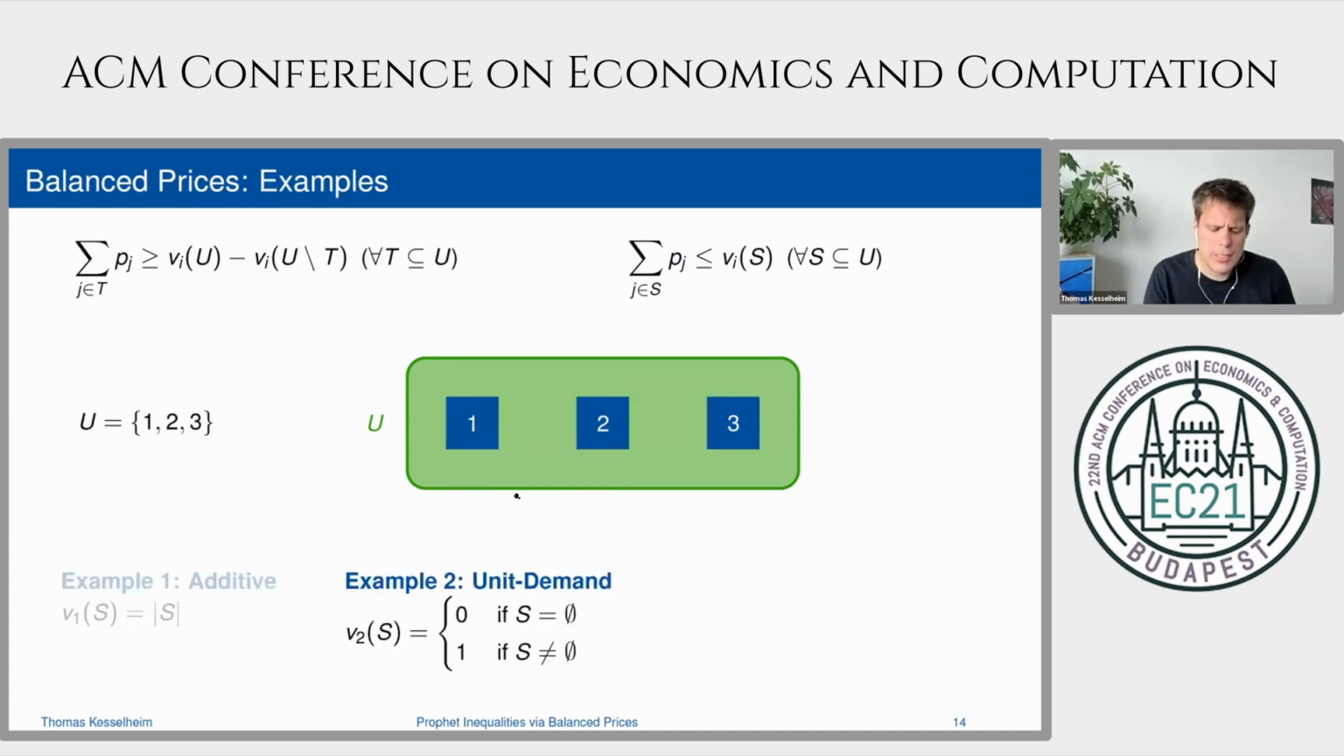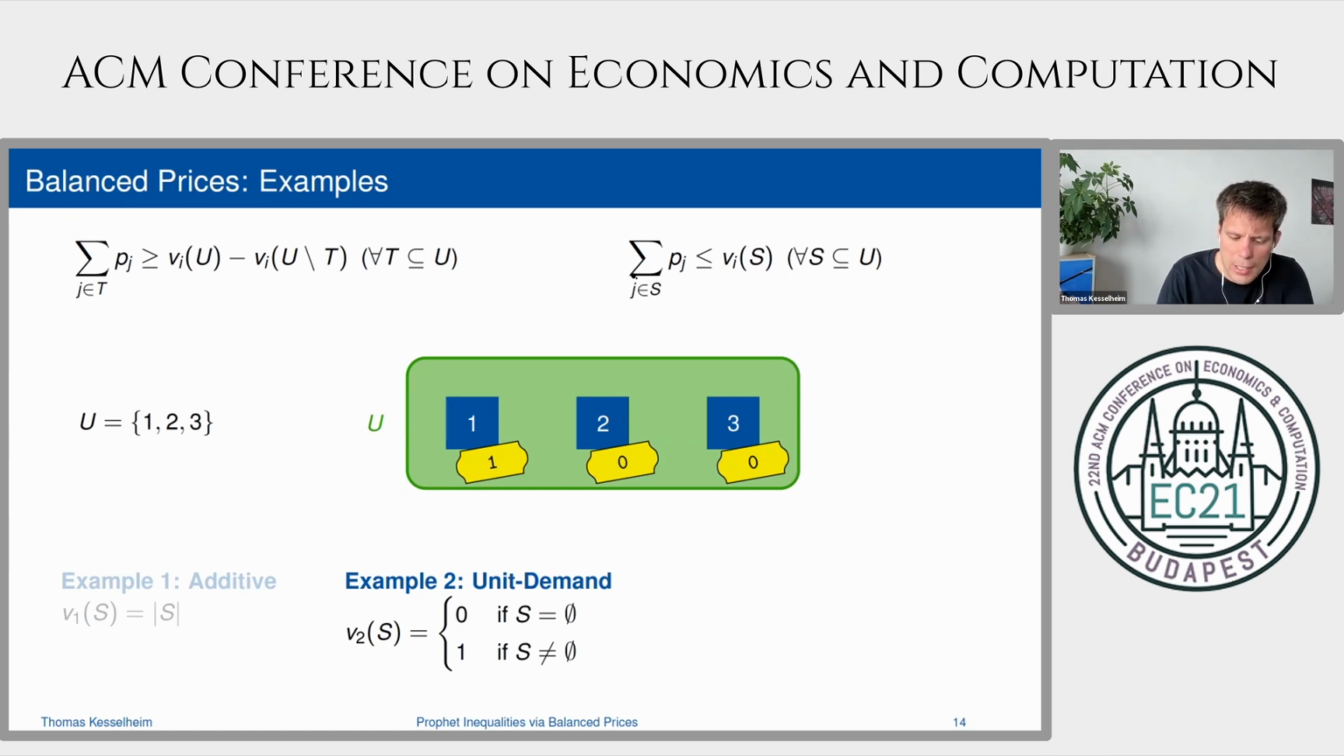Now things get a little more interesting if I turn to this unit demand function, where my value for a set of items is 1 if it is non-empty, and for the empty set, I have a value of 0. So whenever I get at least 1 item, my value is 1. Even if I get multiple items, it will still be 1. Now here I claim these prices would be good prices. They are not unique here, but these would be good prices. I claim that setting a price of 1 for item 1, a price of 0 for item 2, and a price of 0 for item 3 would be good prices.